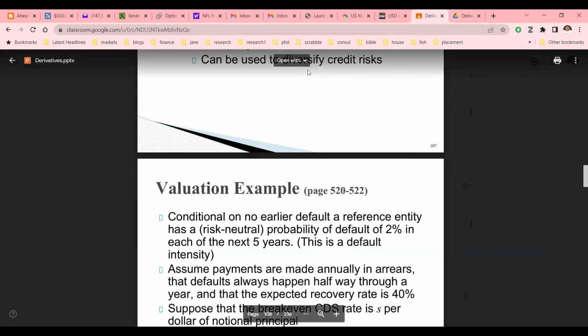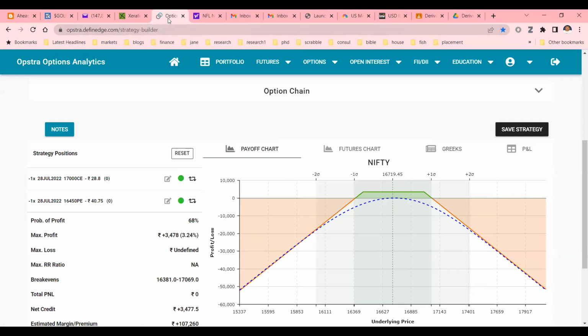So you must also realize that as the strike prices get wider and wider, your chances of success are higher and higher, because likely the market will stay within that range.